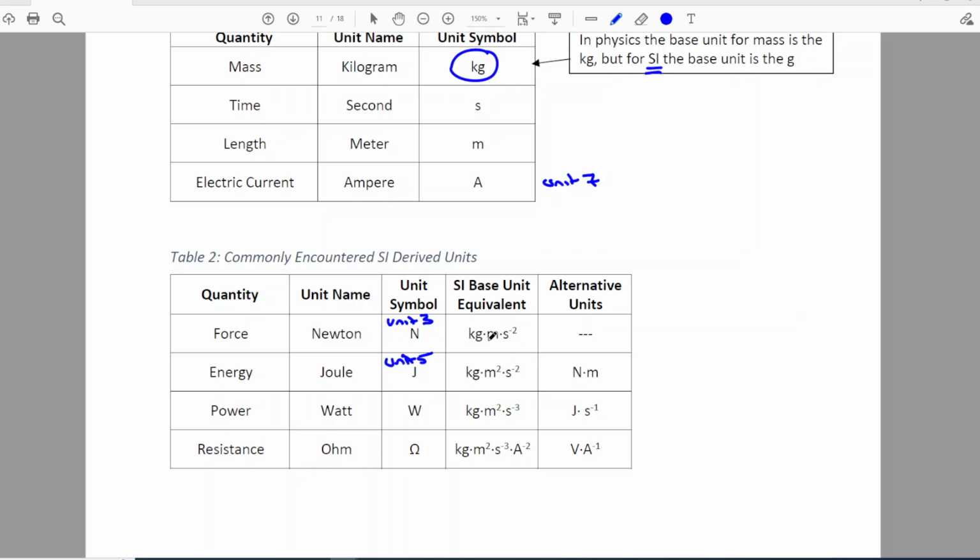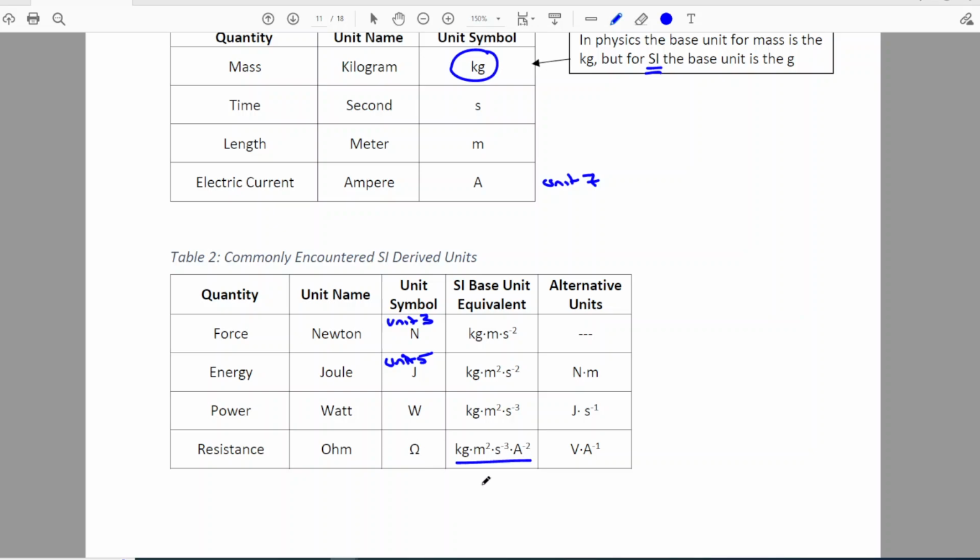So for example, a Newton is kilograms meters per second squared. A joule is kilograms meters squared per second squared. A watt is kilograms meters squared per second cubed. And resistance is crazy, right? Kilograms meters squared per second cubed per ampere squared. What? Instead, they call it the ohm.